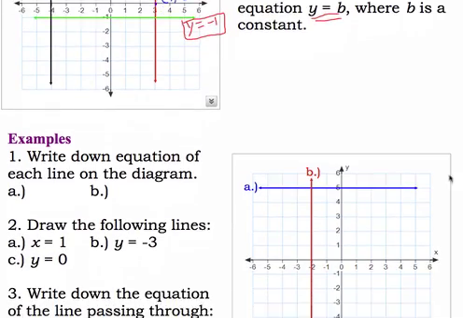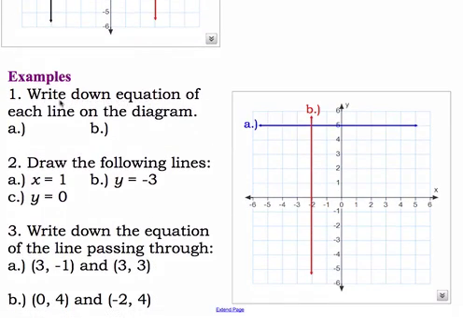Okay, so let's look at a couple of examples. I'll write down the equation of each line in the diagram. So A goes through y equals 5, so the equation of that line is y equals 5. And for B, we have a vertical line going through negative 2 there, so it's x equals negative 2.